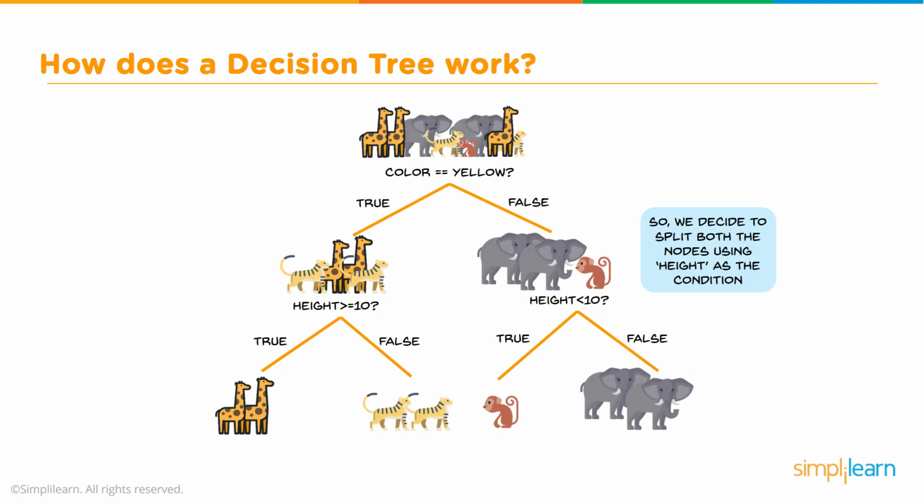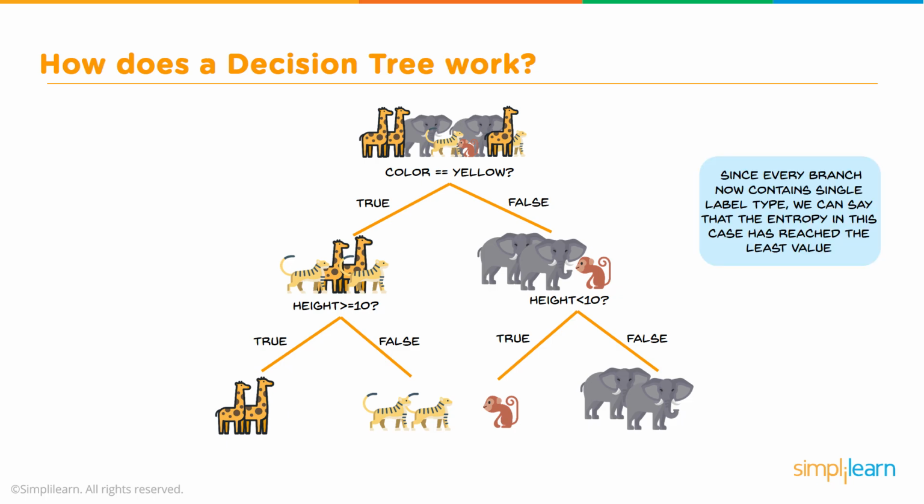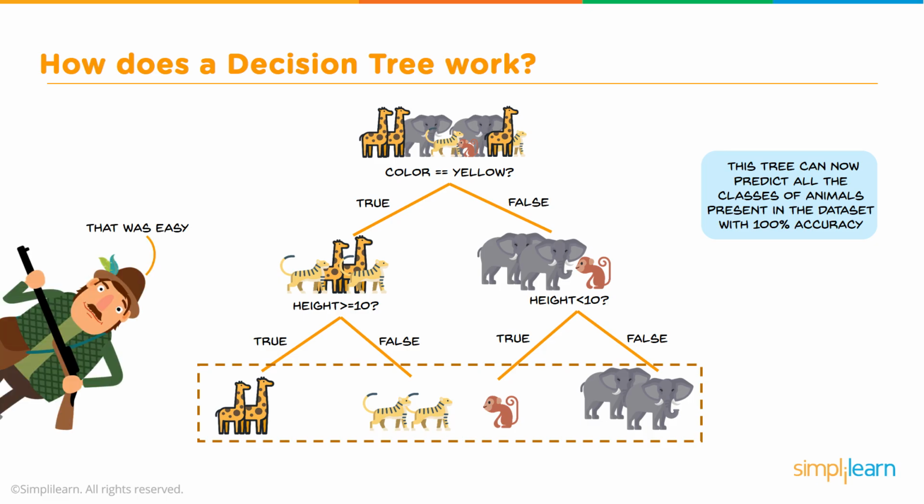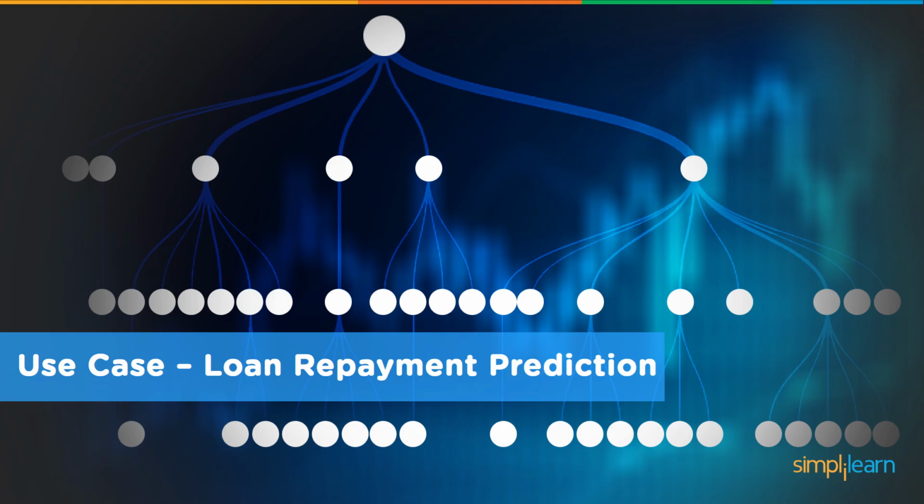So we decide to split both the nodes using height as the condition. Since every branch now contains a single label type, we can say that entropy in this case has reached the least value. And here you see we have the giraffes, the tigers, the monkey, and the elephants all separated into their own groups. This tree can now predict all the classes of animals present in the dataset with 100% accuracy. That was easy. Use case, loan repayment prediction.